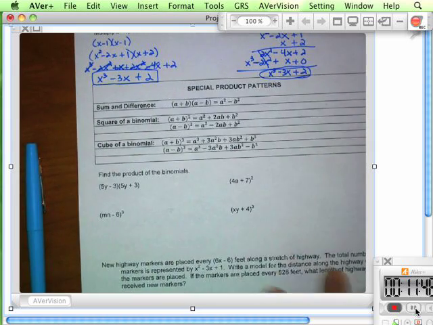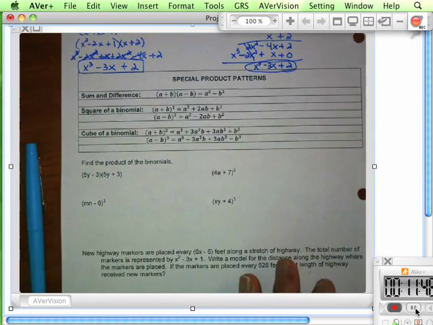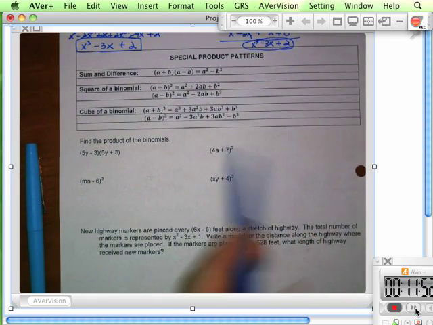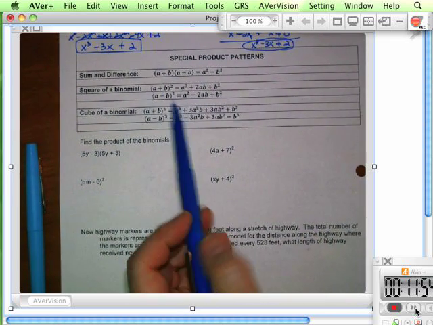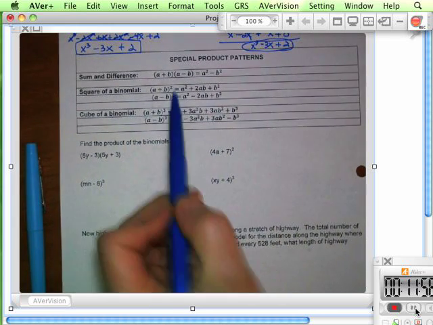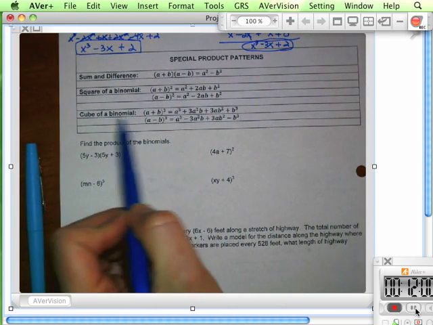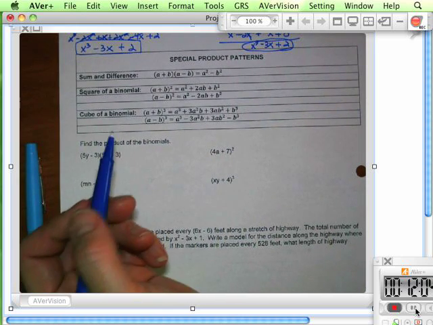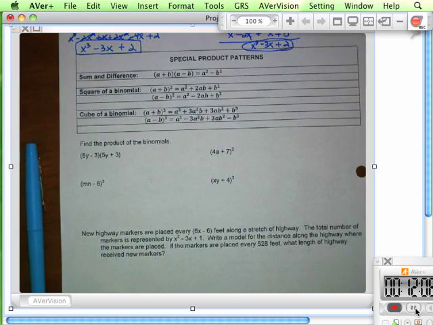That's kind of cool. All right, special product patterns. I know you've seen them at some point, and you're going to be using them a little bit. Do you necessarily have to memorize them? They're very helpful if you memorize, especially these. The cube of a binomial, yeah, but to be honest with you, you don't need to completely memorize it, but it is really helpful.